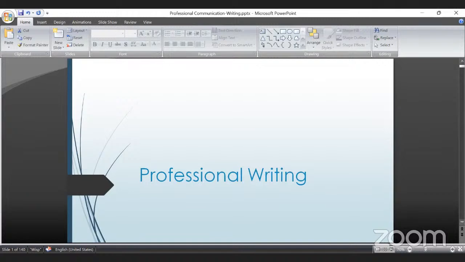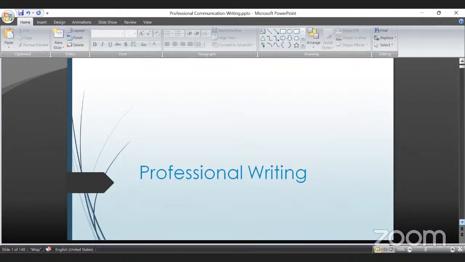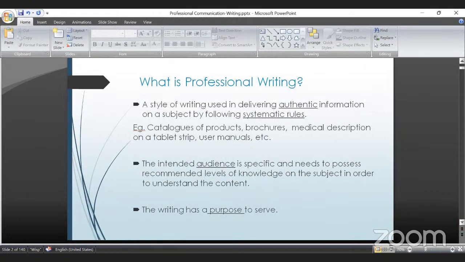I'll take you through this quickly. So the first one is detailing on what professional writing is. Most of it is something that I've just discussed. This is more like a technical detailing of what professional writing is. Just focus on the words that are underlined in the slides, right? What is it? A style of writing used in delivering authentic information.